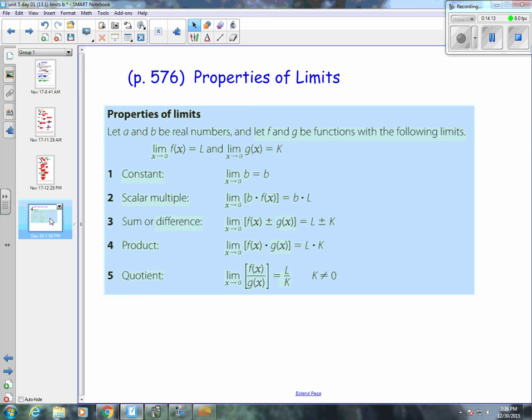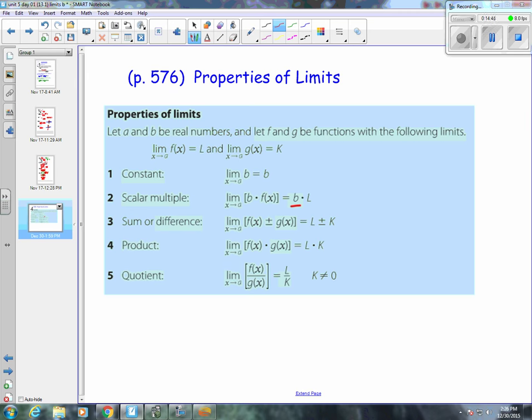Lastly, there are some properties of limits that you have seen before. It comes on page 576 in your book. I've made a copy of them here. You can refer back to the page in your book as well. And these are properties you should know, that the limit as x approaches a of a constant b just equals b. If we're taking the limit as x approaches a of a constant times a function, it's going to equal that constant times the limit of the function.